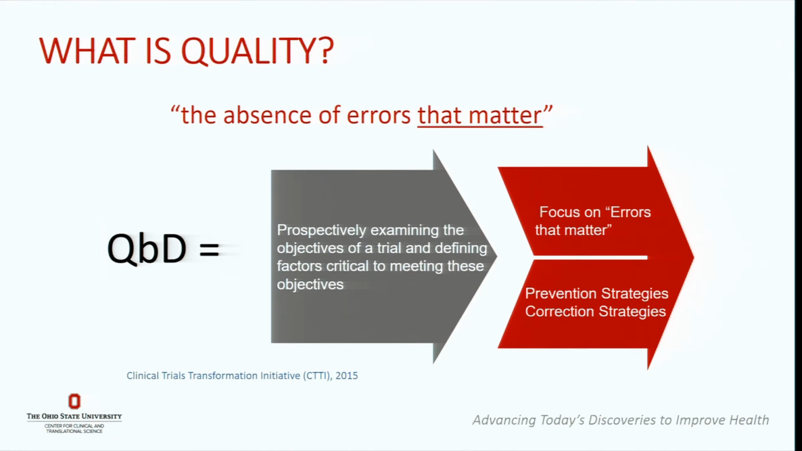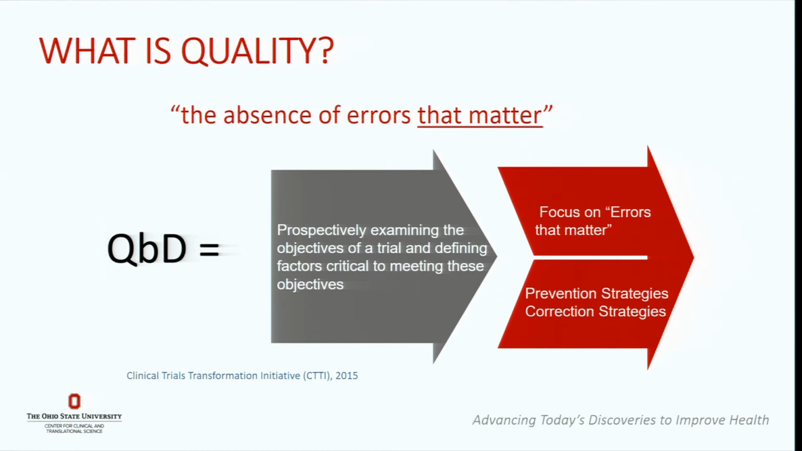So they say prospectively examining the objectives of a trial and defining factors critical to meeting those objectives. And we have these very complicated clinical trial protocols, and as you can well imagine, sometimes we get lost in the woods with what the protocol says. How many people are working in oncology?